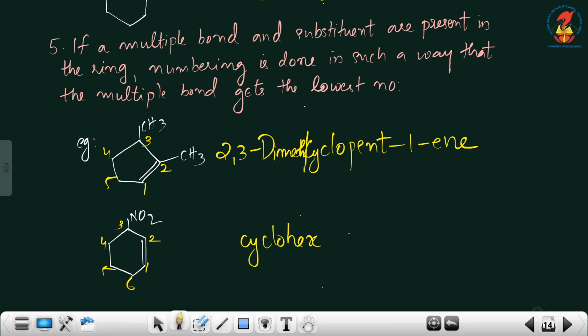Cyclohex, there is a double bond at 1 and 2, so 1-ene. On the third carbon there is a nitro group, it will go as a prefix. So it is 3-nitro cyclohex-1-ene.